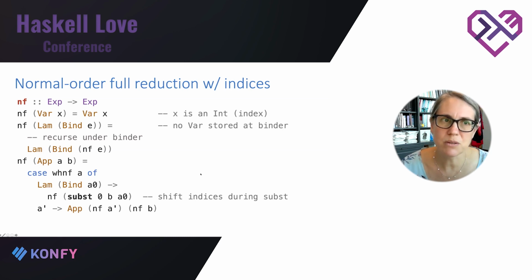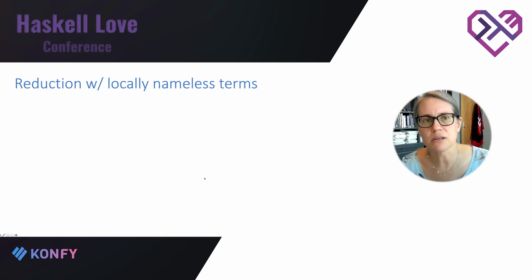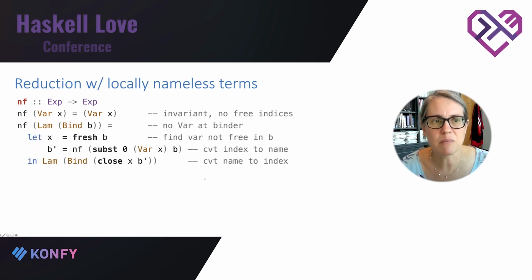Okay, now what happens when we do locally nameless? With locally nameless terms, it starts off the same, but when we get to a binder, we have this invariant that we're only ever working with terms that don't have any indices to the outer context. That would happen when we do a recursive call under a lambda expression. And so to maintain that invariant, we have to do a little bit of work here. When we get to a lambda with a binder, we don't have a name.